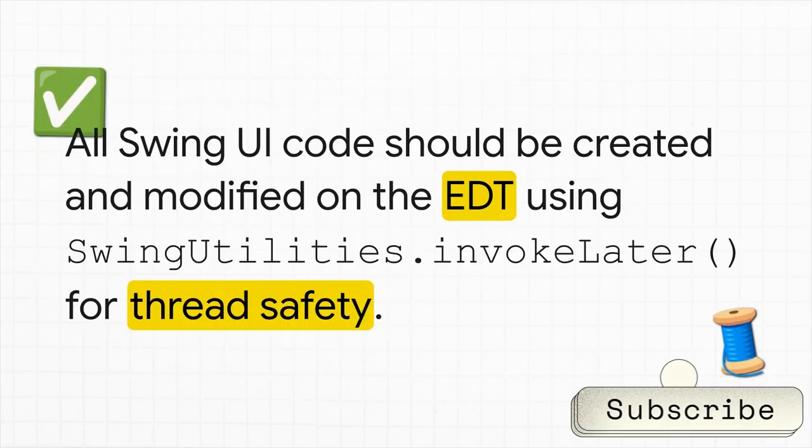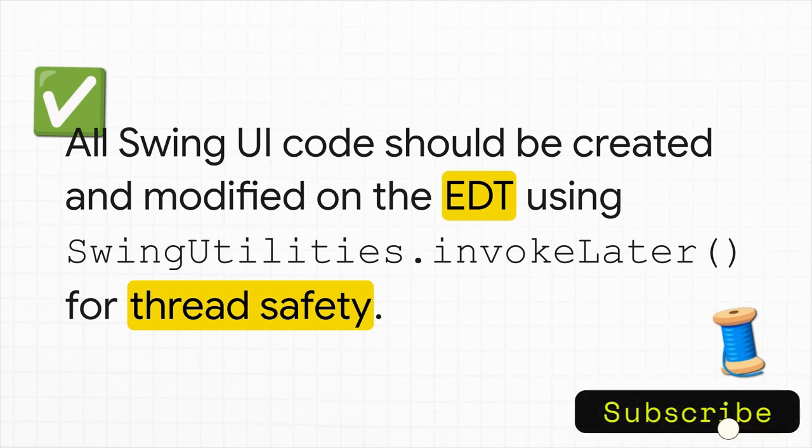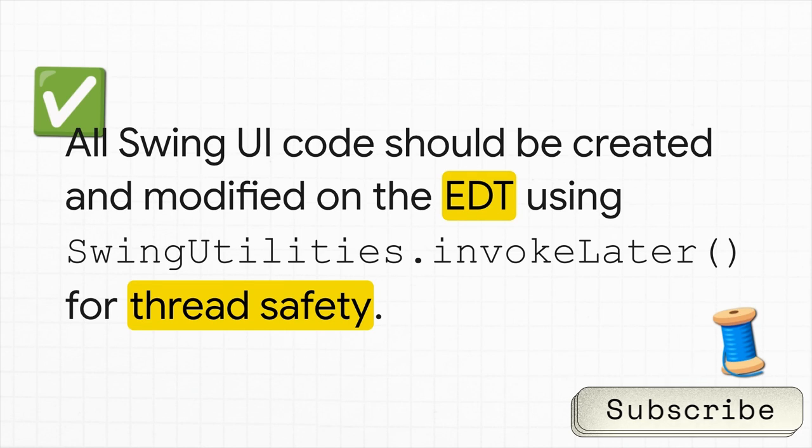Same principle. So how do we make sure we're playing by the rules? How do we talk to our artist? We use a special tool, SwingUtilities.invokeLater. When you wrap your UI code in this, you're essentially handing a note to the artist that says, hey, when you get a free moment, could you please paint this for me? It guarantees that your request gets handled safely on the correct thread without causing any problems.